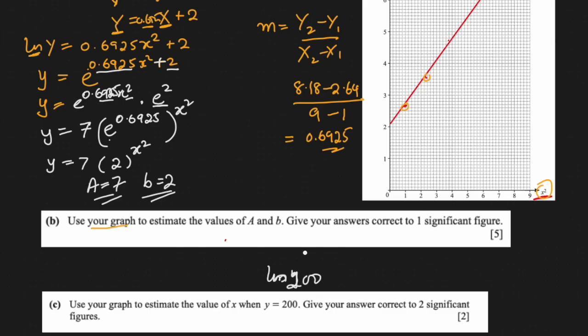So if the natural log of y is 5.3, we'll go to our graph and see 5.3. 1, 2, 3. This is 5.3 here. Then what is x? We'll go to our graph here and see where it is coming. It is 4.2, 4.4, 4.6. Yeah, 4.7. We can say 4.7.